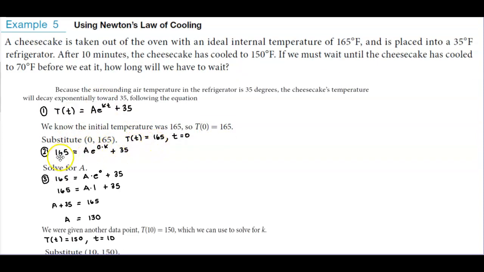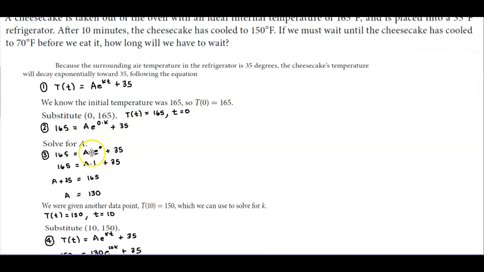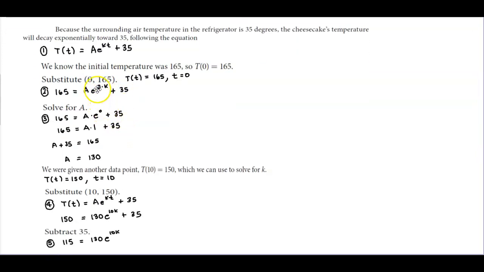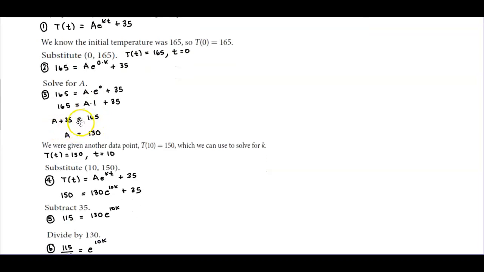So T(t) is 165 in step 2, and t is going to equal 0. So we have 165 = A times e to the power of 0 times k, plus 35. Well, 0 times k is 0, and e to the 0 is going to be 1. So 1 times A is going to leave us with A. Now we can rewrite the equation: A + 35 = 165. We can subtract 35 from both sides, and now we figured out that A is going to equal 130.